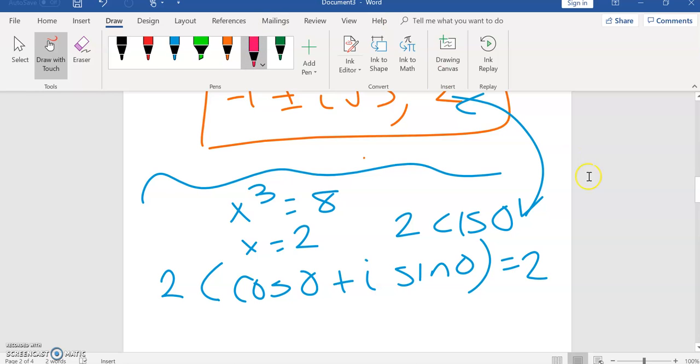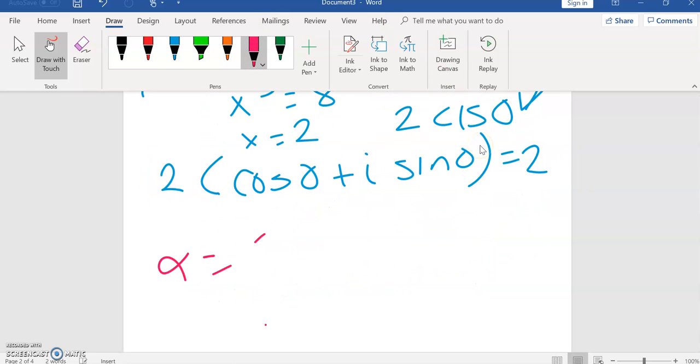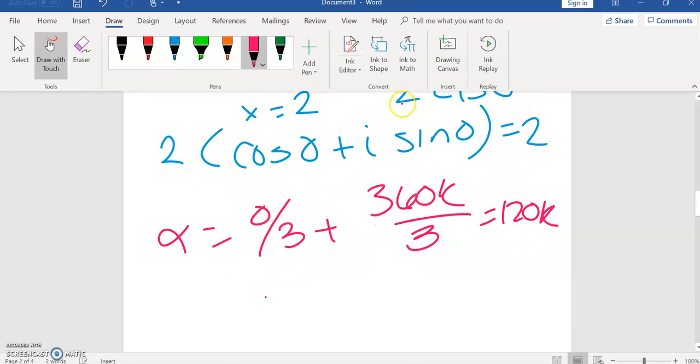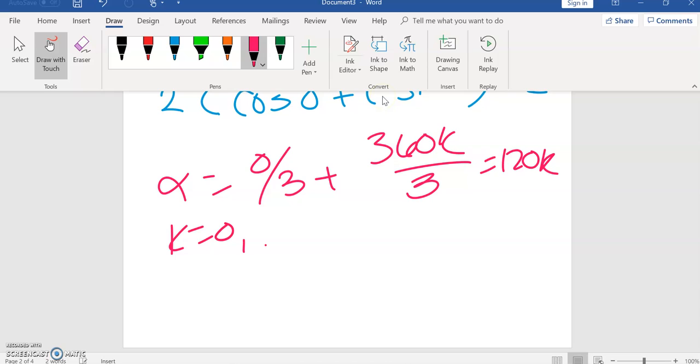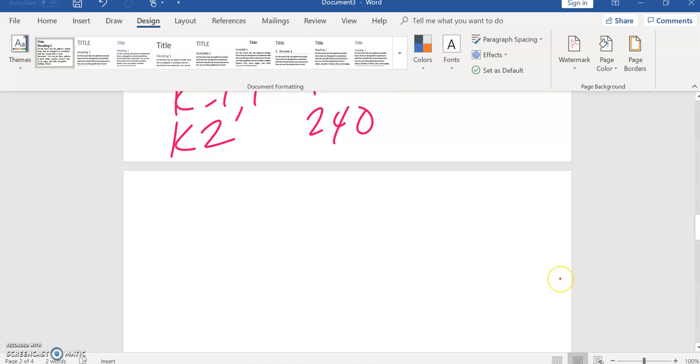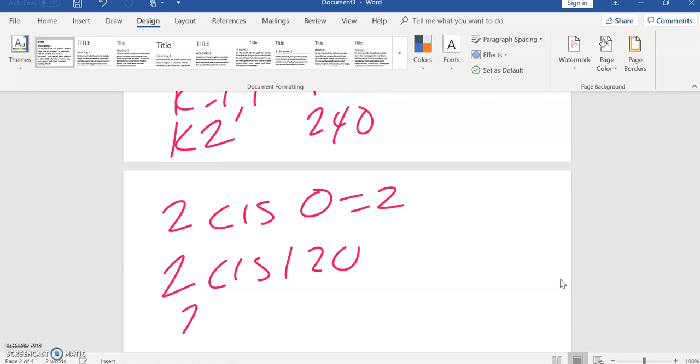Then I'm going to figure out my alpha. So alpha is 0 divided by 3 plus 360k divided by 3. That's how many roots I have. So then this is 120k. So k of 0 was 0. We already got that one. K of 1 is 1, so that's 120. And k of 2 is going to give me 240. So my answers are 2 cis 0, which was 2, 2 cis 120, and 2 cis 240.